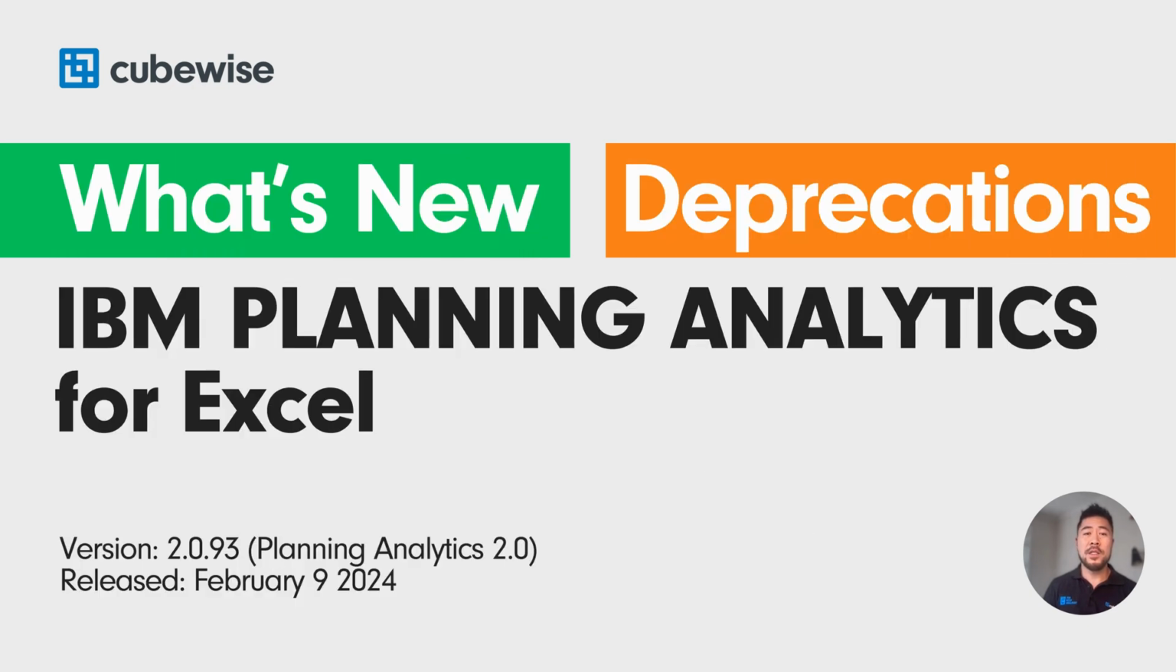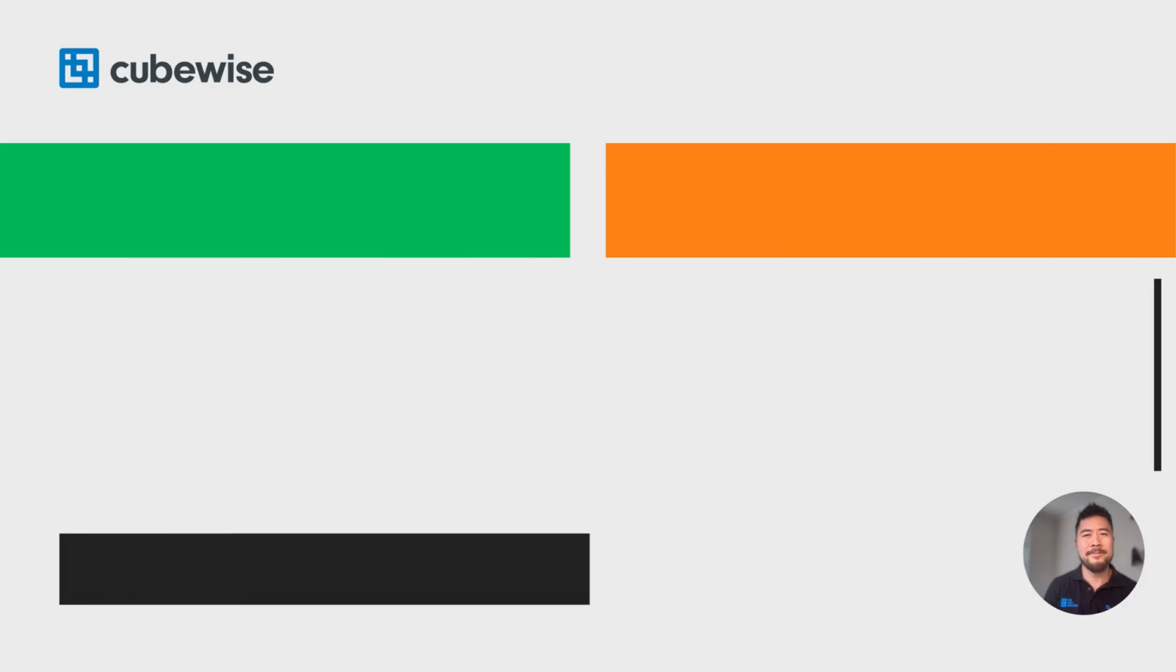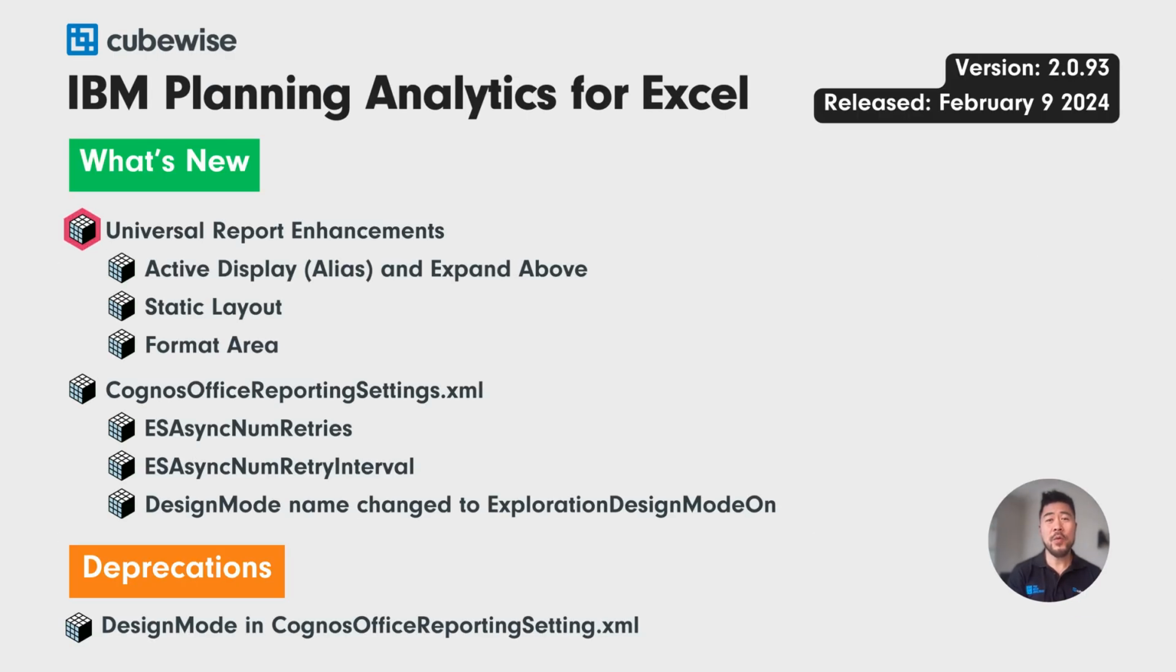Here is an update on what's new and deprecations on IBM Planning Analytics for Excel that will release on February 9th, 2024 for version 2.0.93. To start, there are three new enhancements for universal reports.